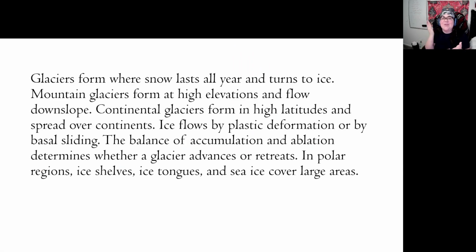To wrap up this section, glaciers form where snow lasts all year and turns to ice. Mountain glaciers form at high elevations and flow downslope. Continental glaciers form at high latitudes and spread over the continent. Ice moves by plastic deformation or by basal sliding, which is the water removing friction. The balance of accumulation and ablation determines whether there's glacial advance or glacial retreat. And in polar regions, ice shelves, ice tongues, and sea ice cover large areas.